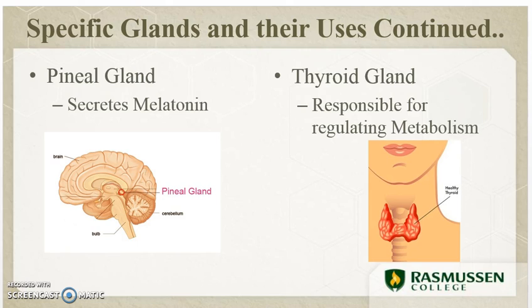Your thyroid gland is responsible for the body's metabolism. It is located anterior to the trachea, just below the thyroid cartilage. It is shaped very similar to that of a butterfly. Your thyroid gland is responsible for secreting three hormones: your thyroxine, or T4, triiodothyronine, which is T3, and calcitonin.